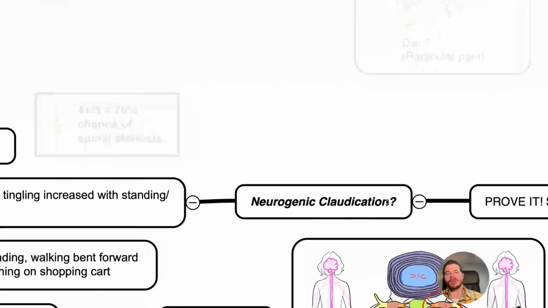And this points to the possibility of something we call neurogenic claudication, basically a compression of the nerves in your spine when you stand upright. When you stand upright, you reduce the spaces where the nerves travel, and if you have stenosis or something like that, then they are further compromised.